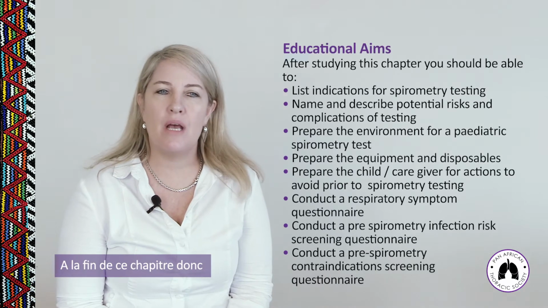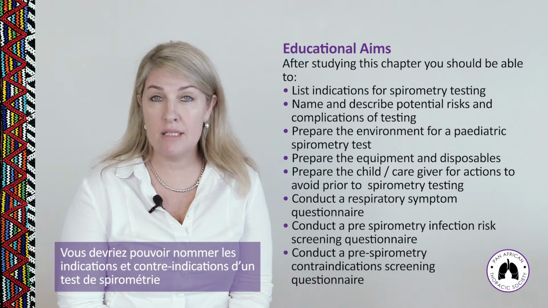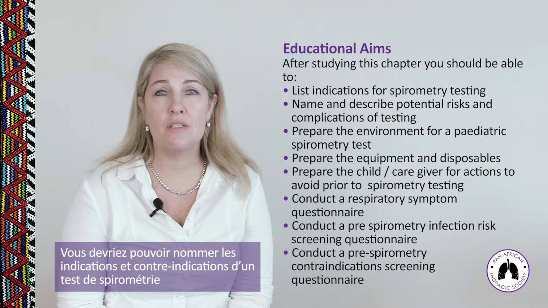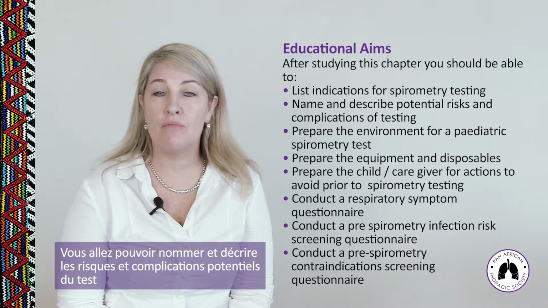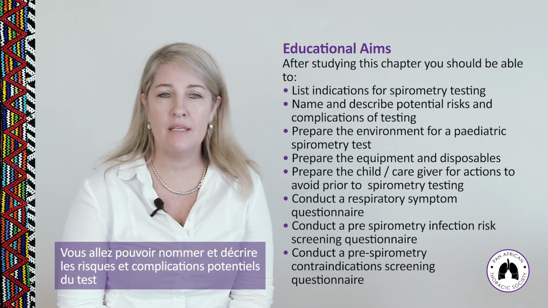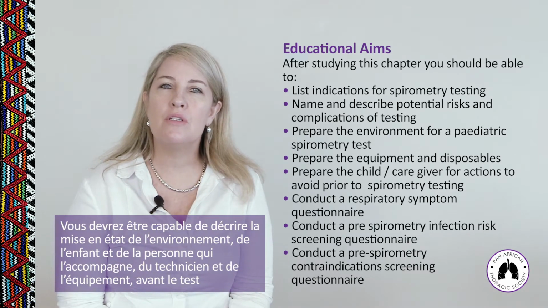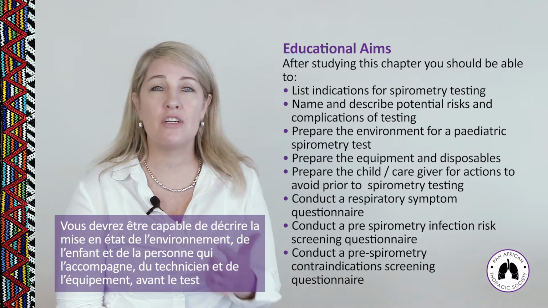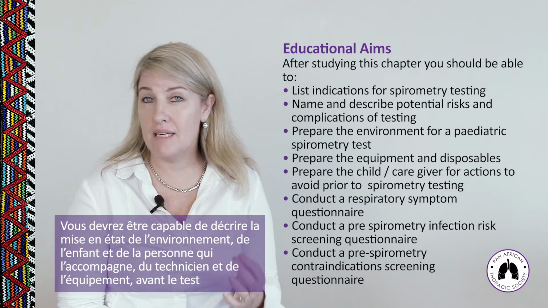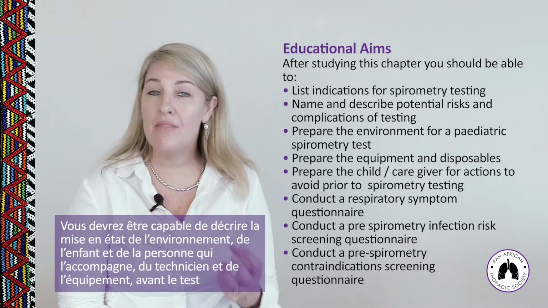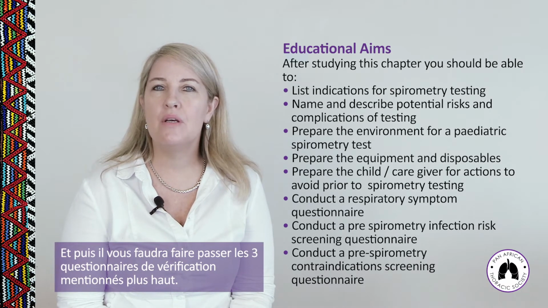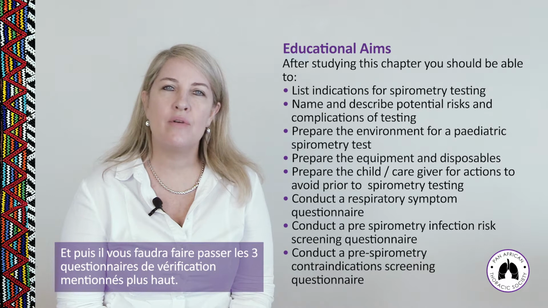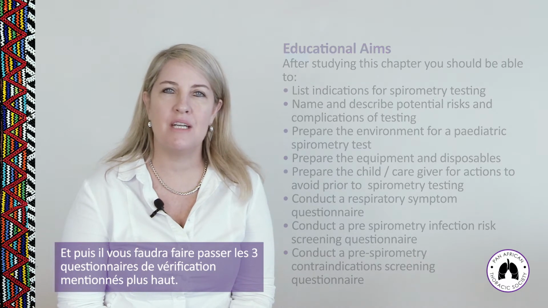So at the end of this chapter, you should be able to list the indications and contraindications for spirometry testing. You should be able to name and describe potential risks and complications to testing. You need to be able to describe how to prepare the environment, the child, the caregiver, the technician, and the equipment before the test. And then you would need to be able to conduct the 3 screening questionnaires that we have just mentioned.